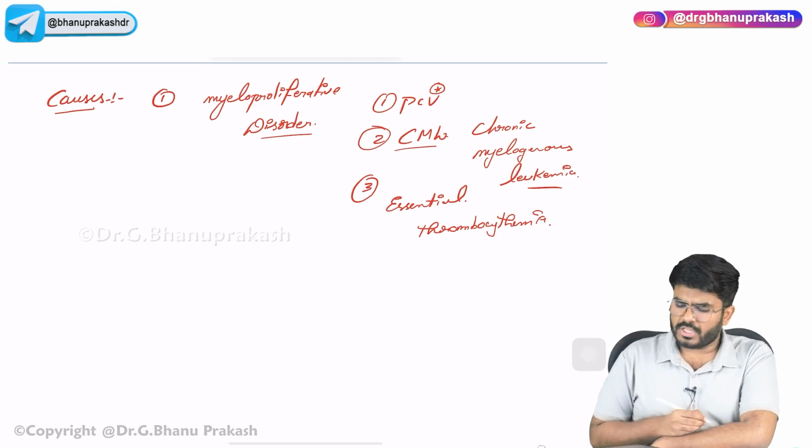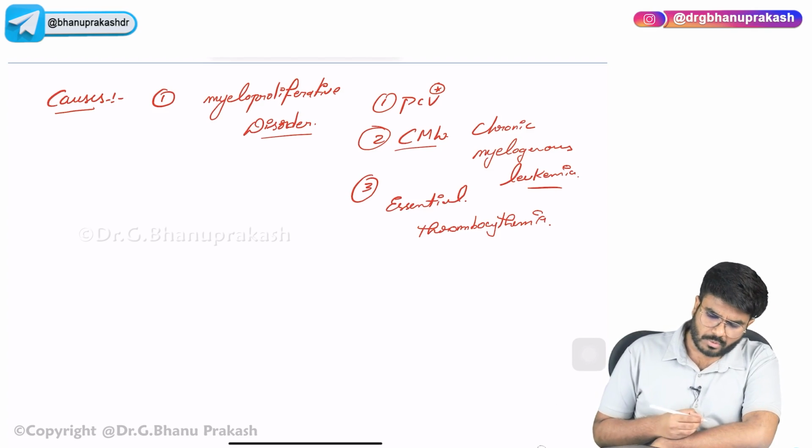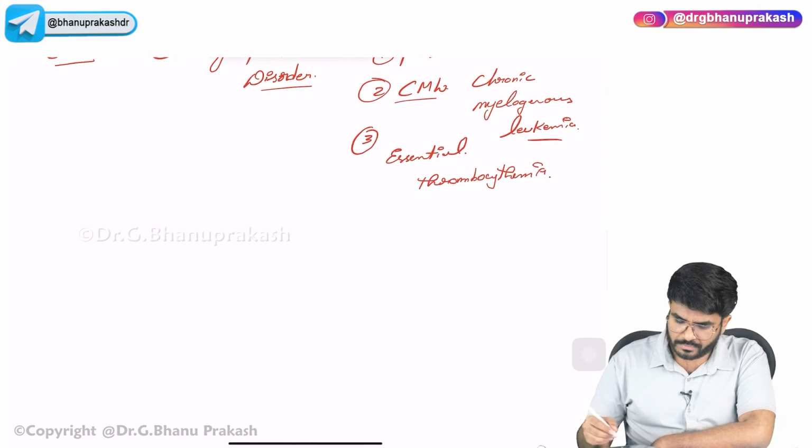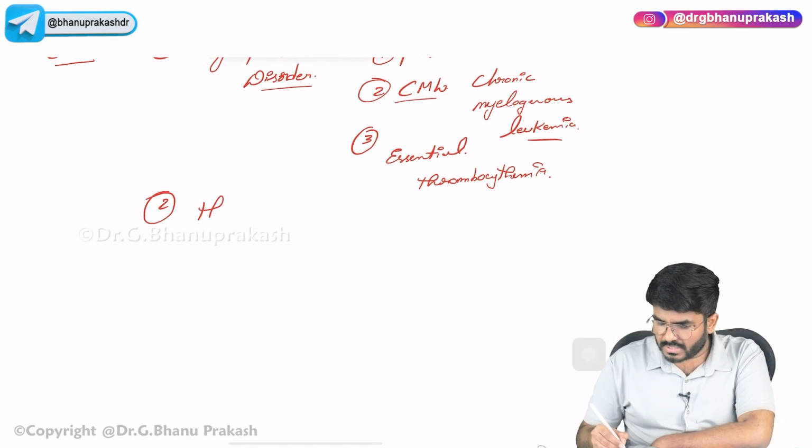Okay, so polycythemia vera, chronic myelogenous leukemia and essential thrombocytosis or essential thrombocythemia. These are the examples of myeloproliferative disorders. The second condition is hepatocellular carcinoma.